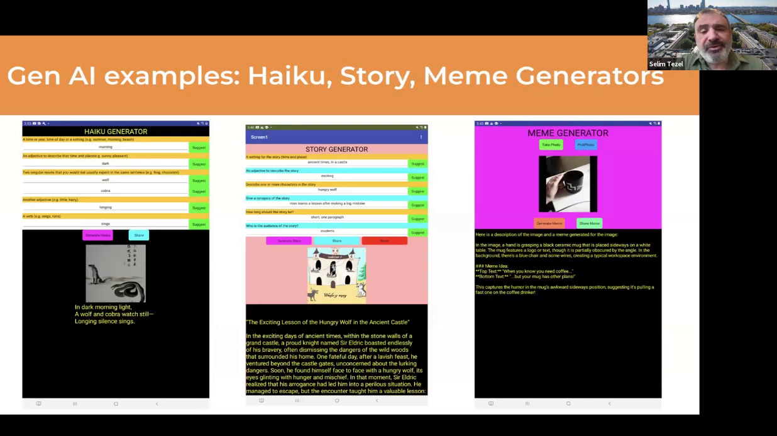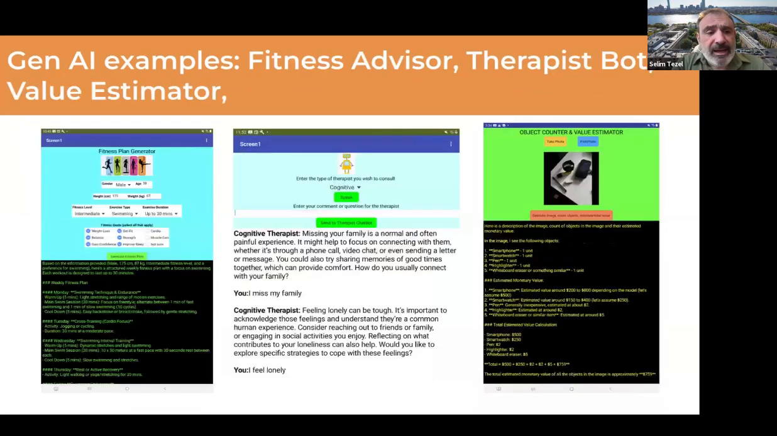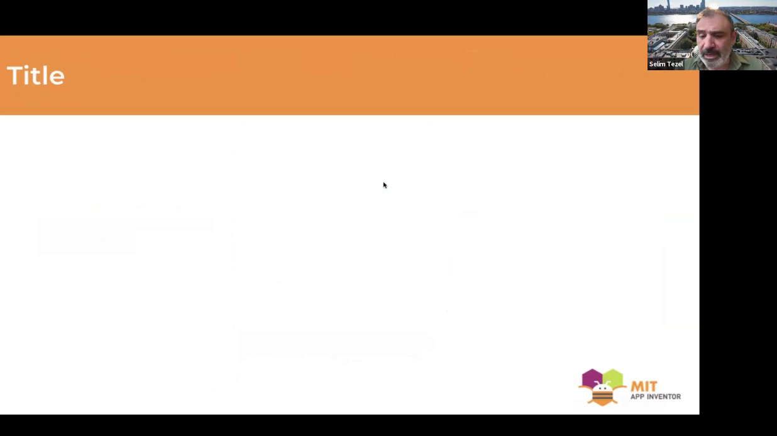We have poetry and story generators, meme generators, fitness plan generators. So you enter your statistics, your height, weight, etc., and then your goals, and ChatGPT creates you a weekly fitness plan. You could do a 100 times better therapist bot now with ChatGPT. Eliza was very elementary, but now you could have entire conversations with ChatGPT as a therapist, etc.